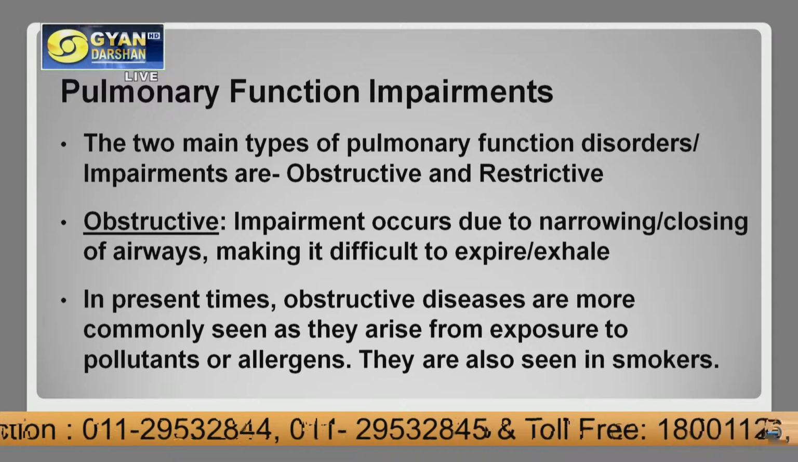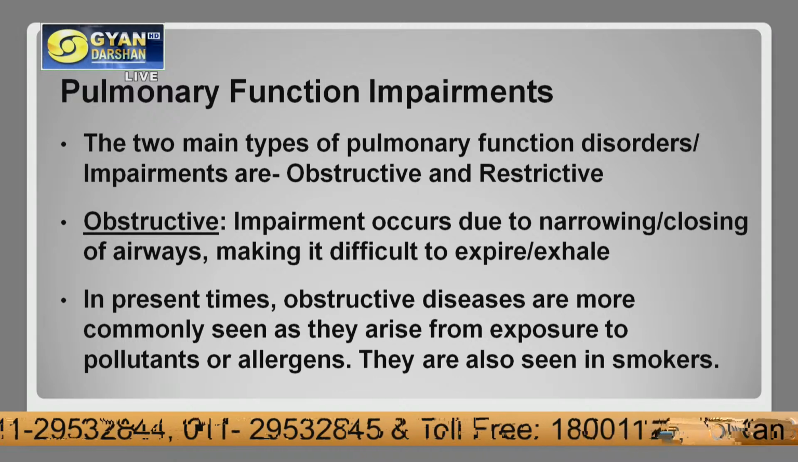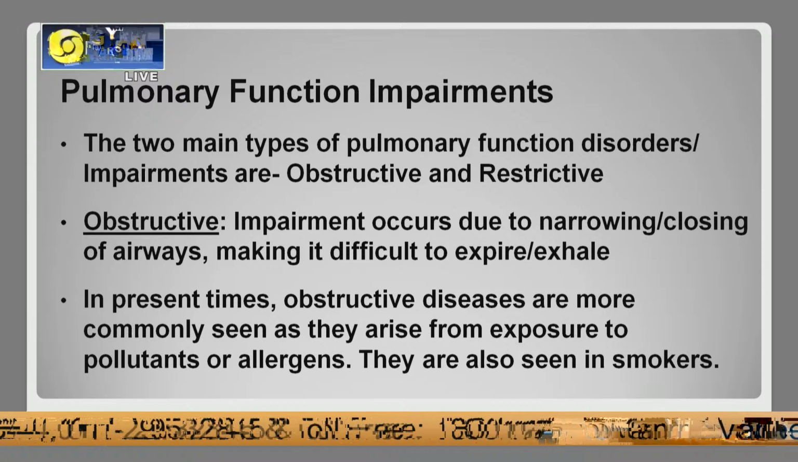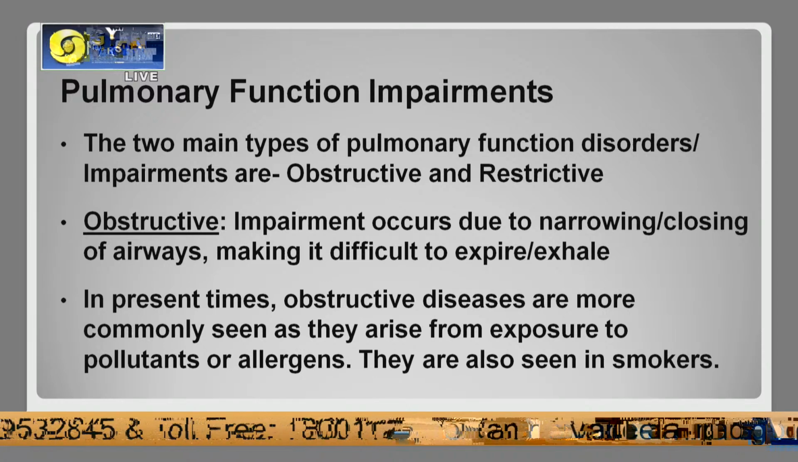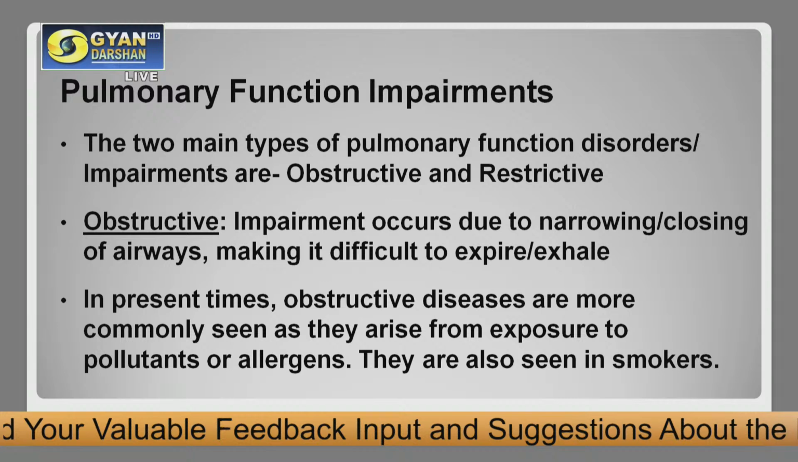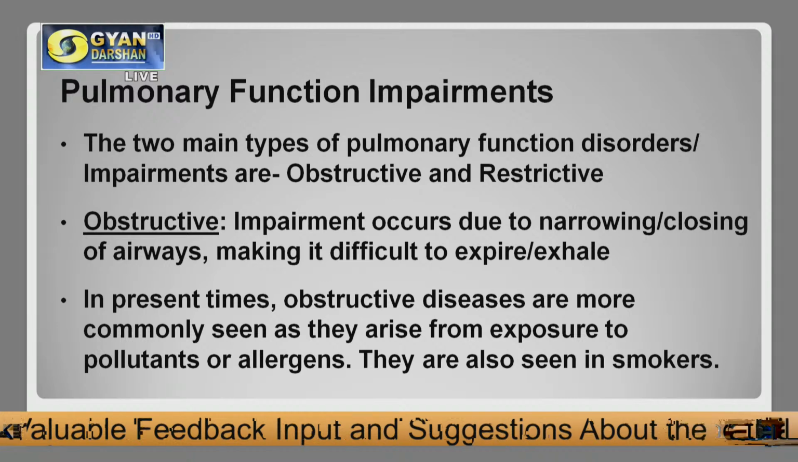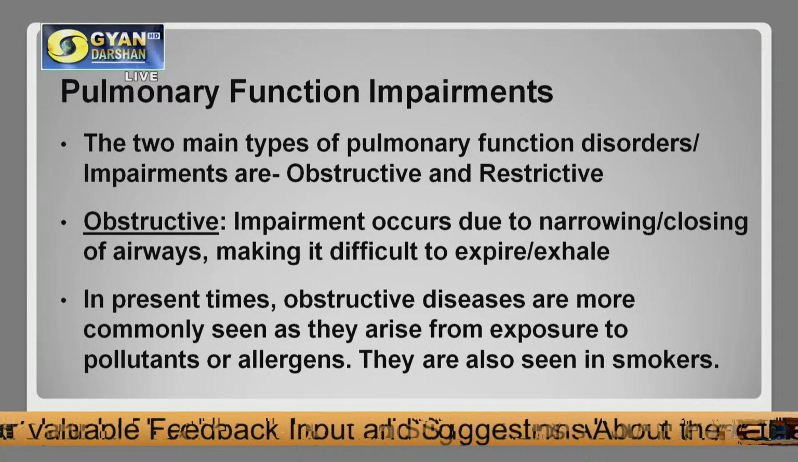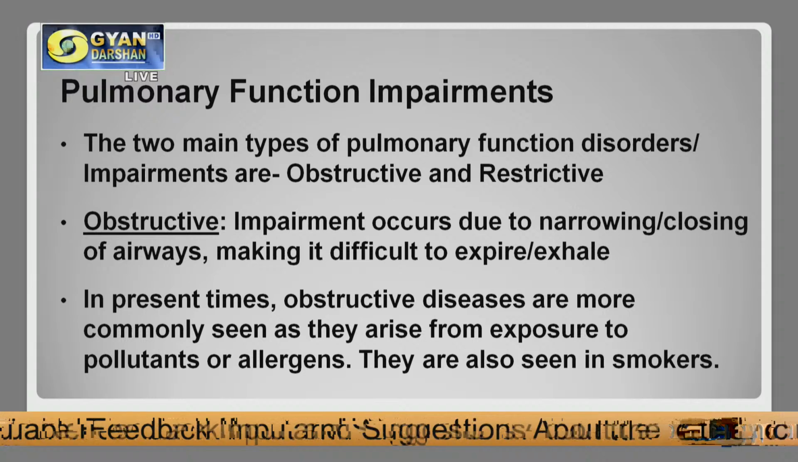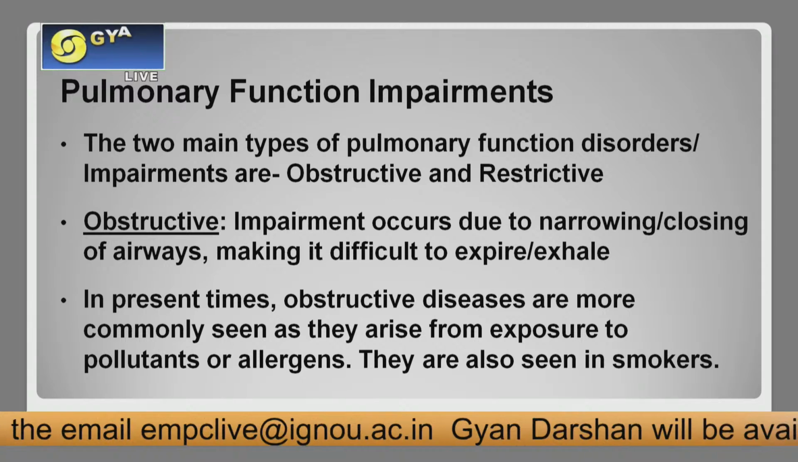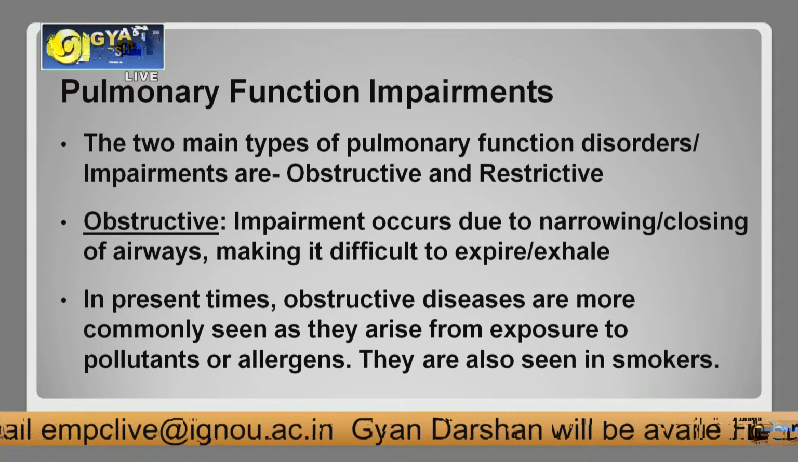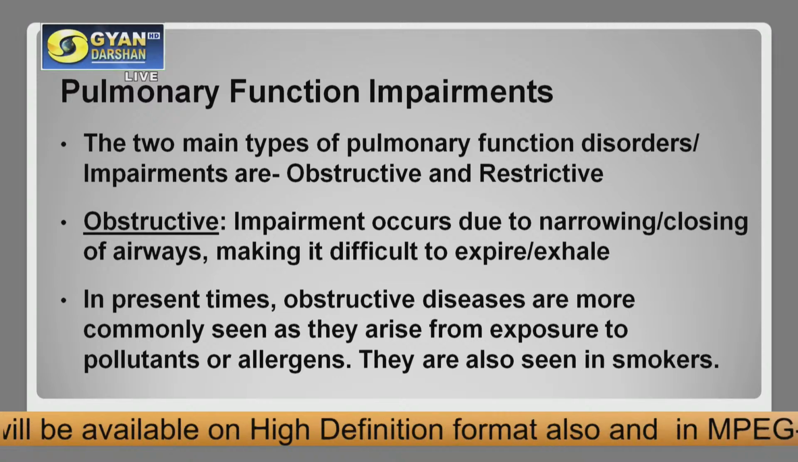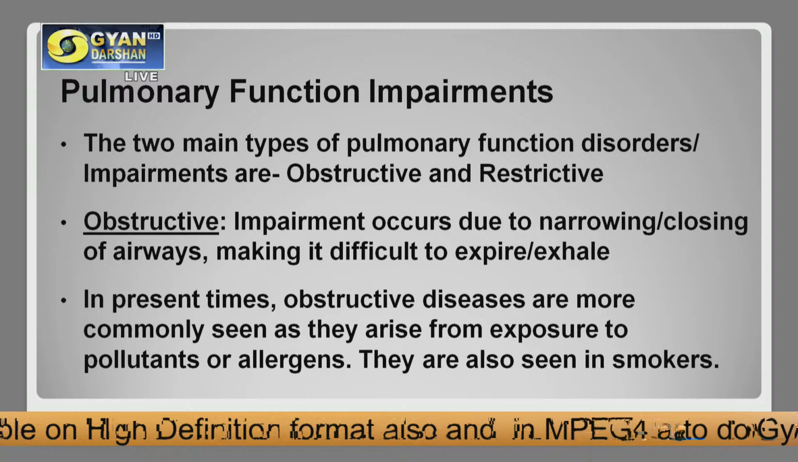There are 2 main types of pulmonary function disorders or impairments, as we say. They are obstructive and restrictive. Now obstructive impairment is one which occurs due to the narrowing or closing of the small tubes or tubules or the airways, so that the flow of air is affected. That is, it makes it difficult to exhale or expire the air. Now, in present times, obstructive diseases are more commonly seen as they arise from exposure to pollutants or allergens.